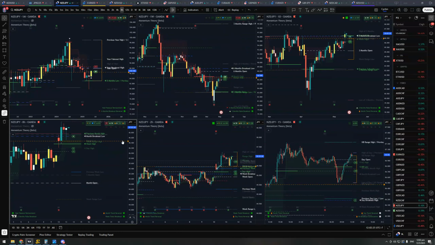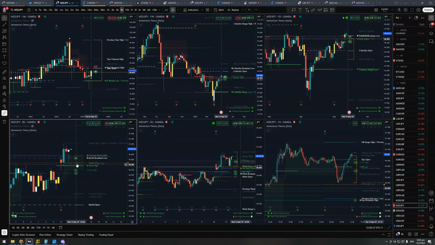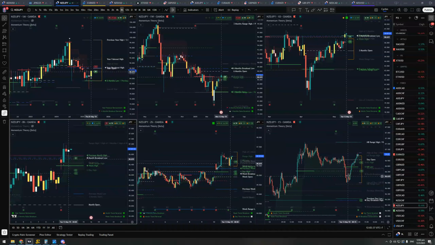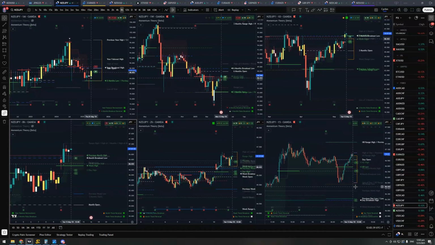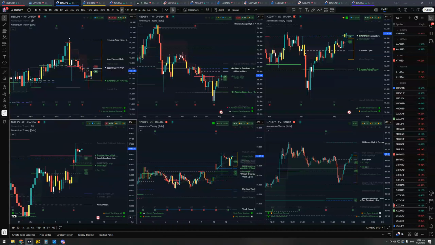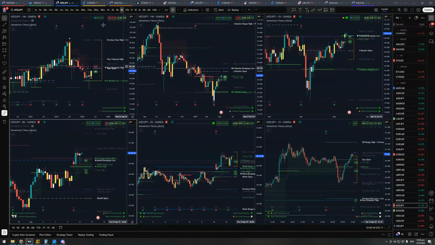Actually, we are in a range here on the H8, and we have not faked out that low of the range. So I think this is what I was looking for, price to come down and fake out that range low. So probably not the smartest one to take because it did not trigger that H8 low. But yeah, did not take that.